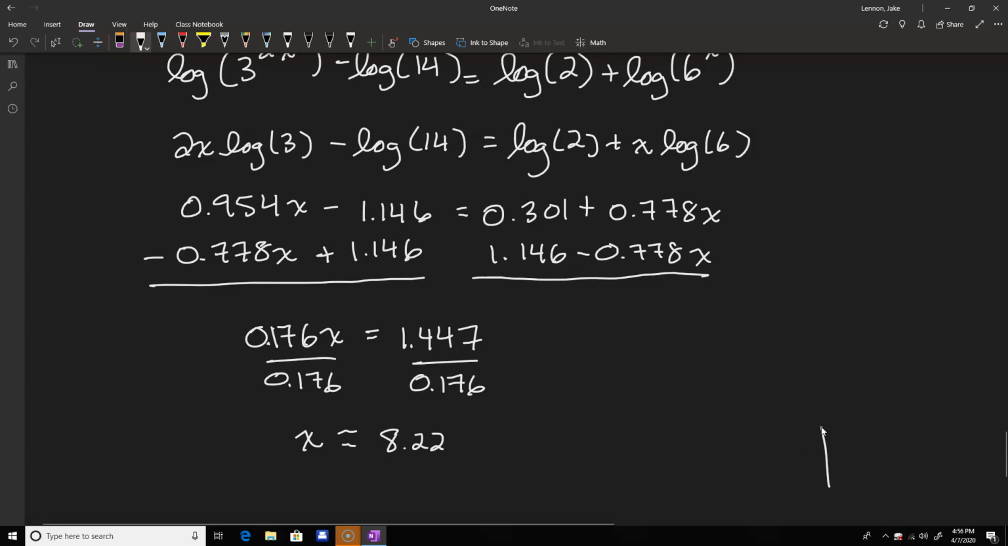Okay, so that's it for exponential equations. Next time we will talk about logarithmic equations, and the only difference there is instead of taking logs, we'll be exponentiating and using the other inverse property to eliminate the logarithms.